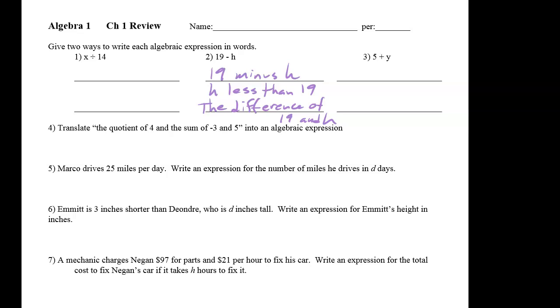Sophie? All right, Sophie. Sophie, you are now the class expert. On number 4, we need to translate the quotient of 4 and the sum of -3 and 5 into an algebraic expression. So algebraic expression just means we need to write it out with symbols and numbers instead of words. Do you think you got this, or do you want me to help you? Yeah. You shouldn't have said I don't know. Okay, that was perfect, actually.